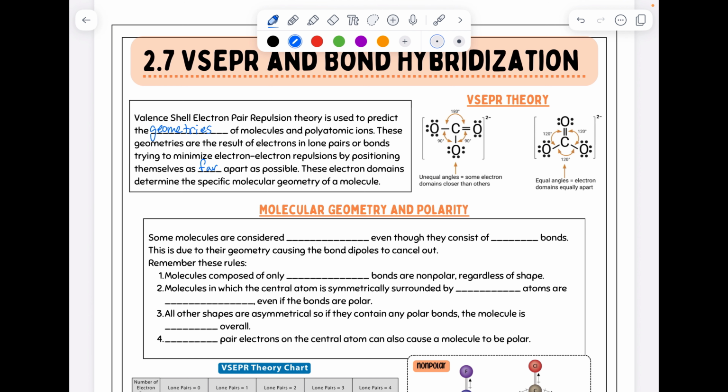So we're looking in a three-dimensional space on this part of the unit, where we're imagining that the attached electrons on the central atom, or lone pairs, are trying to configure themselves so they're as far apart as possible. These electron domains determine the specific molecular geometry of a molecule, and that's what you're going to have to memorize.